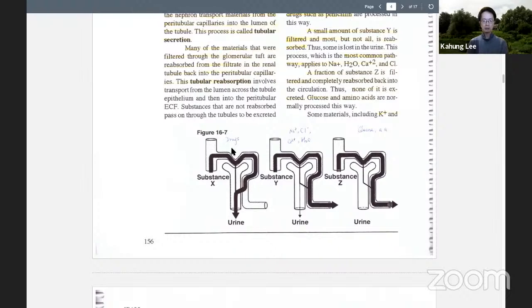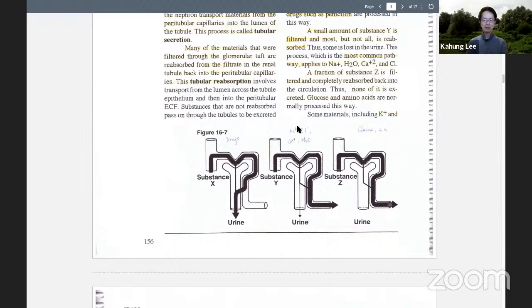So this is the ideal case. If substance X is an over-the-counter drug, then all the drug will be removed from our system so that it will be safe. And then substance Y can be ion and water. Again, in the glomerulus you have filtration. And then all along the nephron, you have, sorry, not secretion, this is reabsorption, or absorption, here.